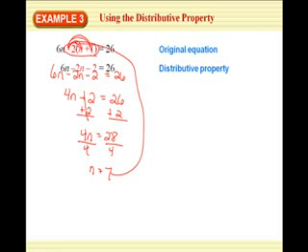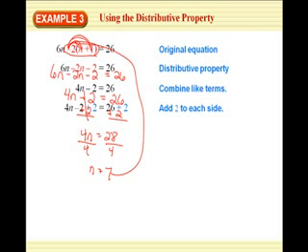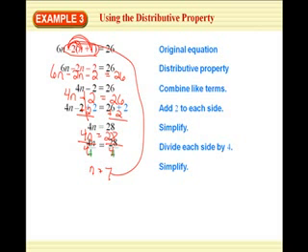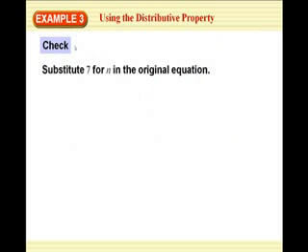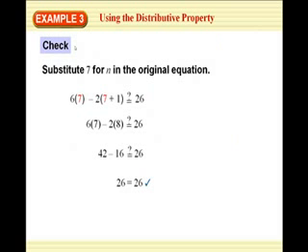So then there's doing the distributive property. Then they combined the like terms. Then they added 2 to each side. Divided both sides by 4. And ended up with 7. And then here's what I was saying about substituting. If you put 7 in, you see if it works. And you do all that multiplying out, and it worked.